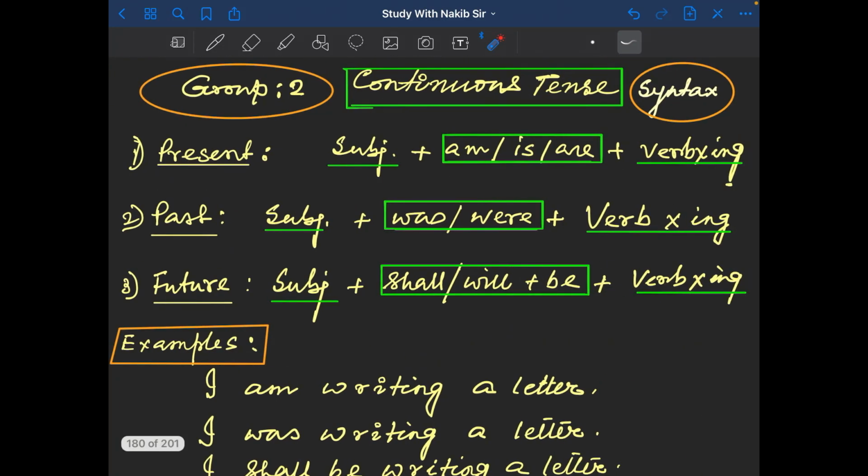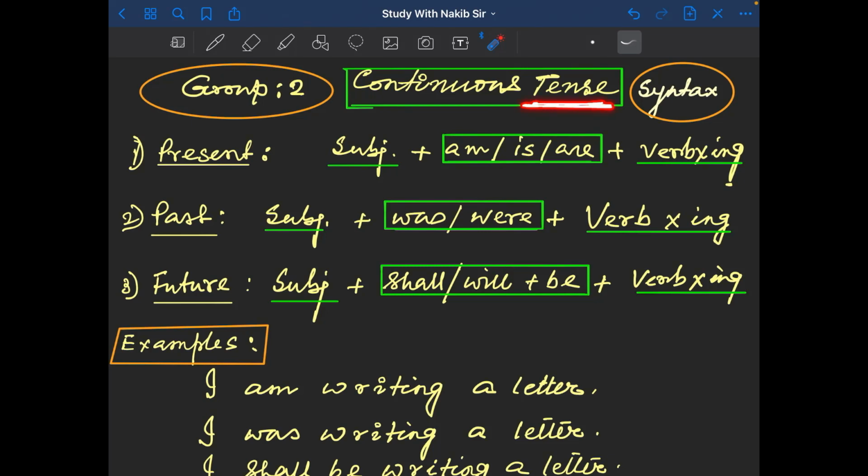Now come to group 2. That is the second group, the group of continuous tense structures, or syntaxes. Okay, see the syntax. This is called syntax. Syntax means structures. See, the present continuous tense structure. In the structures, the subject is everywhere. Subject, subject, subject. So it is certain the subject will be there in all assertive sentences, so you need not remember that the subject is there. You have to remember only the verb form.